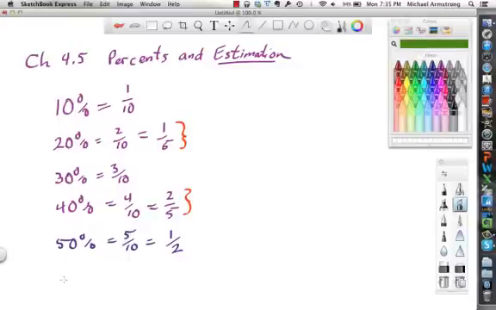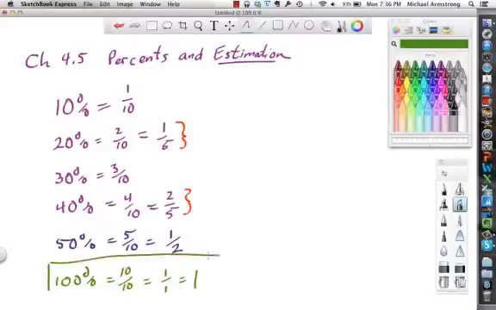But at the very top, 100% is just 10/10, which is the same as one whole. That's what it is. 100% is all of it. And this should be obvious to everyone, but nothing is obvious all the time. Sometimes we just don't remember. Now there's some others. We're going to just keep moving.